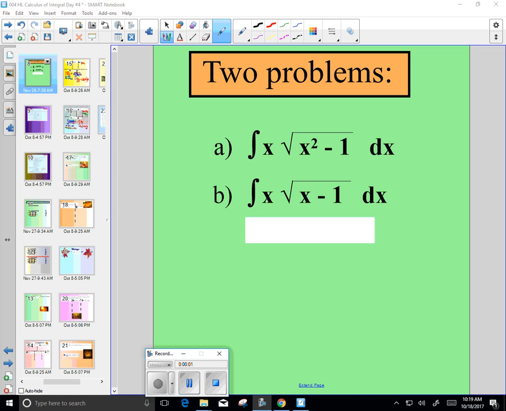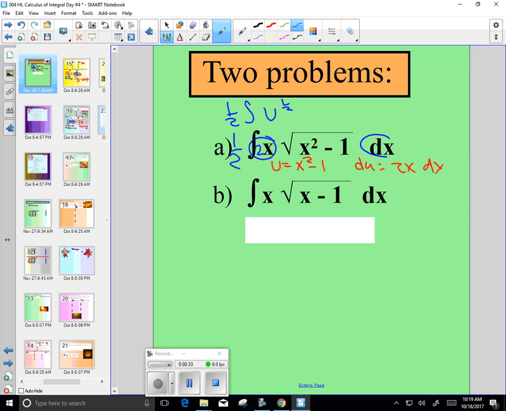Change the variable. Change the variable is a technique when all else fails. For example, what are you going to let u equal to in this first one? x squared minus 1. So du is 2x dx. Do you have at least the x? I do. So I want to put the 2 here, and I can do that if we had 2 over 2 and we pulled that 2 in. So this is the same as 1/2 u to the 1/2.